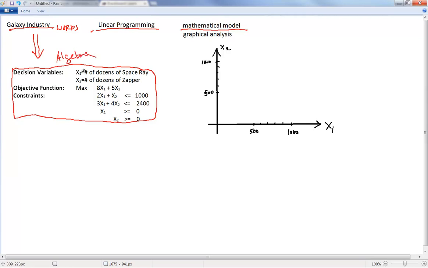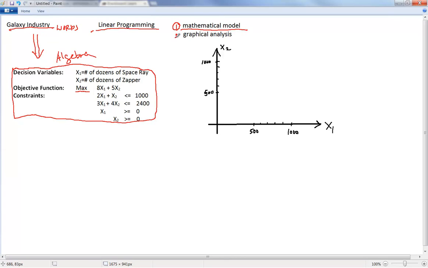So we use two variables, x1 and x2, to denote the unknown quantity of space rays and zapper respectively. And we use this expression to quantify the total profit associated with x1, x2 amounts of each product. And we also further stipulate we want to maximize this total profit. And we use 4 inequalities to capture the 4 physical constraints that are present in the Galaxy industry example. So that is the mathematical model.